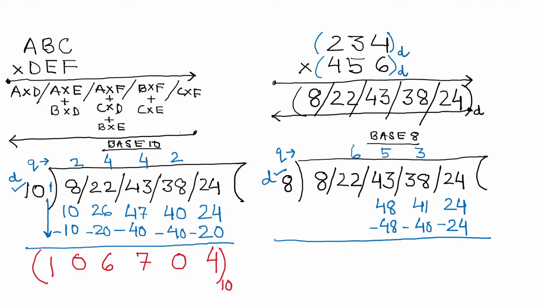Now the next dividend is no longer 22, it is 28. So 8 into 3 is 24. And finally the dividend here is 8 plus 3, which is 11. So 8 into 1 is 8. You subtract this and this quotient comes down here.